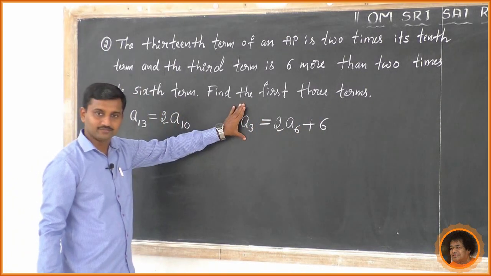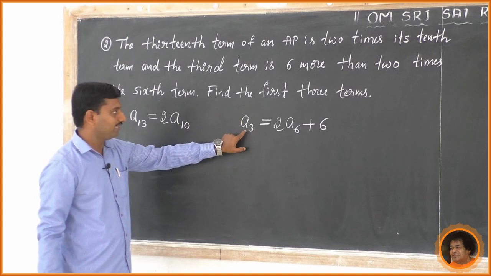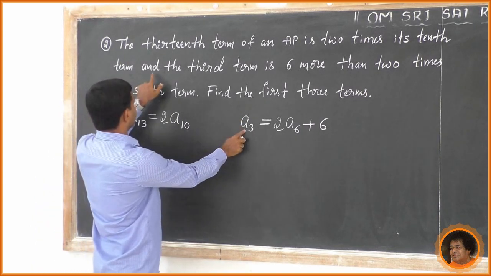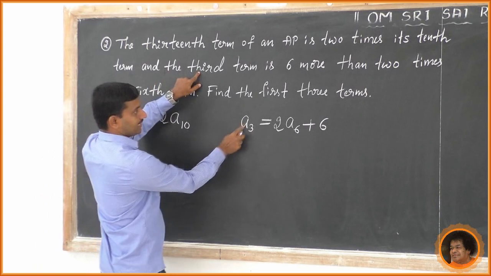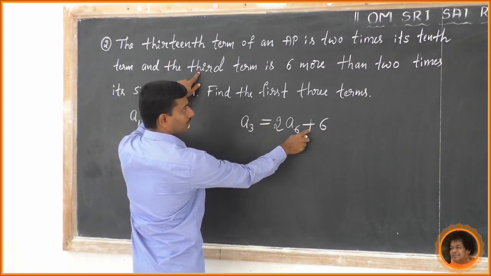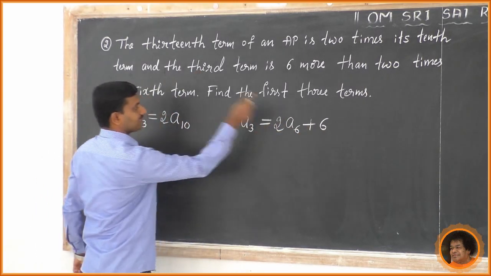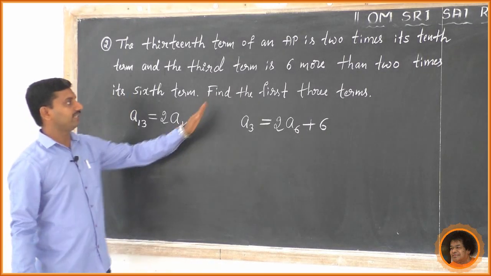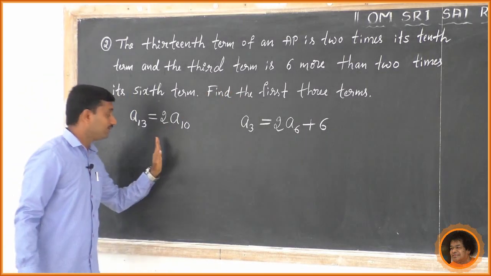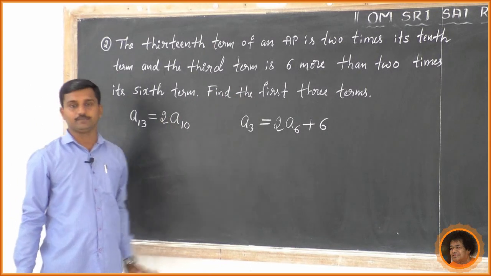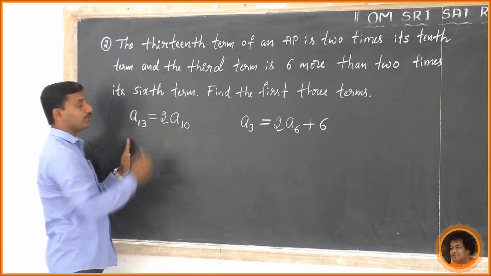I think it is clear. What is the meaning? The third term is 6 more than 2 times its 6th term. Now find the first 3 terms, which means first find the value of A as well as D. Now A13 equals 2 into A10.